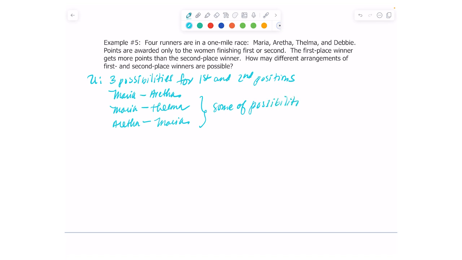We need to figure out all of them because we need to know how many different arrangements of first and second place winners are possible. So let's start with Maria then. Here's our plan. If Maria finishes first, each of the other 3 women could finish second.